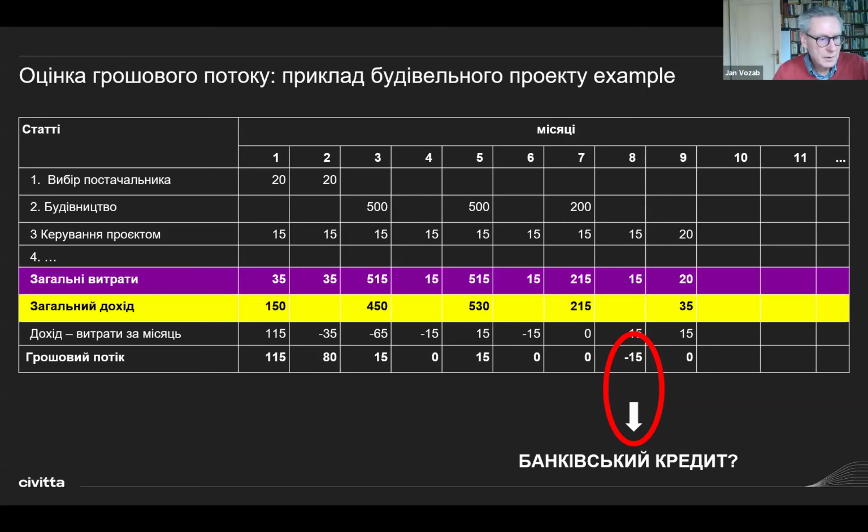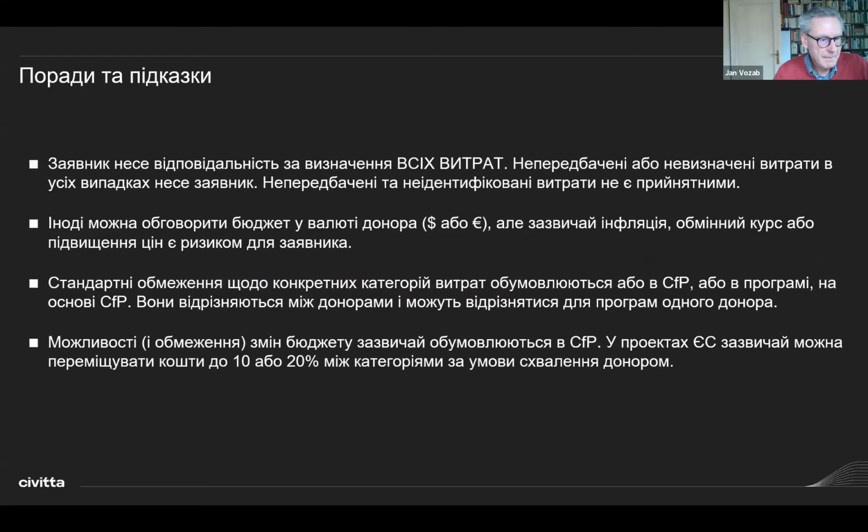And now, the final thing from me, you have asked several questions, and these are the answers. First, I've already talked about it. It is an applicant's responsibility to identify all the expenses.